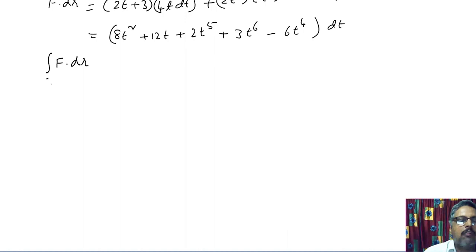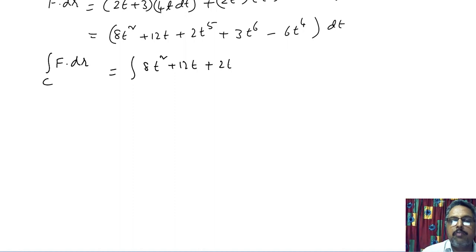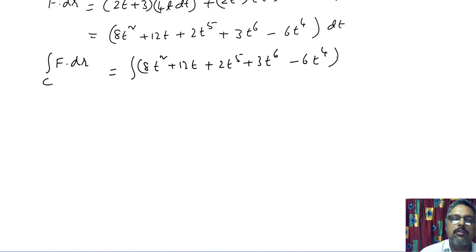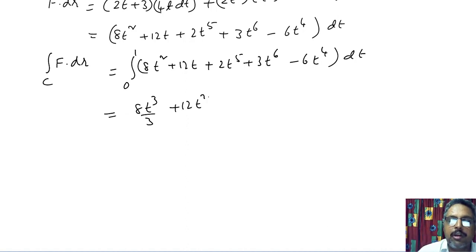8 by 3 plus 6 plus 1 by 3 plus 3 by 7 minus 6 by 5. So the other value at 0 is 0. I will take simplification. 8 by 3 plus 1 by 3 is nothing but 3. 3 plus 6 is 9, plus 3 by 7 minus 6 by 5. Now simplify, you will get the required solution. Okay, I will write the direct answer.